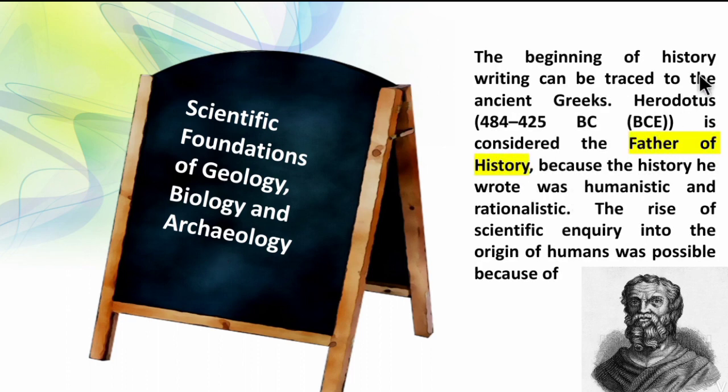The beginning of history writing can be traced to the ancient Greeks. Herodotus, 484 to 425 BC or BCE, so BCE is a secular term for BC, is considered the father of history because the history he wrote was humanistic and rationalistic. The rise of scientific inquiry into the origin of species was possible because of Charles Darwin.